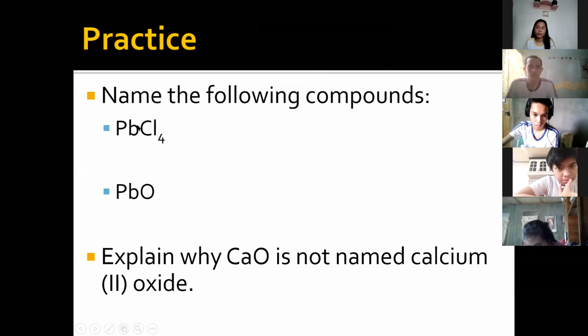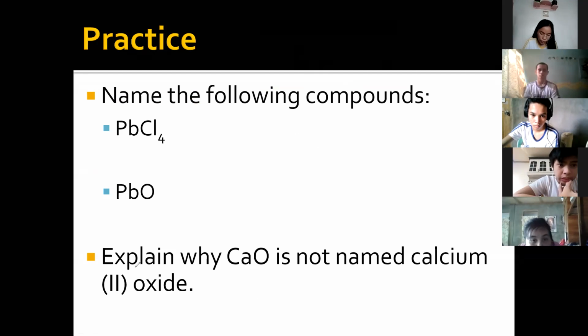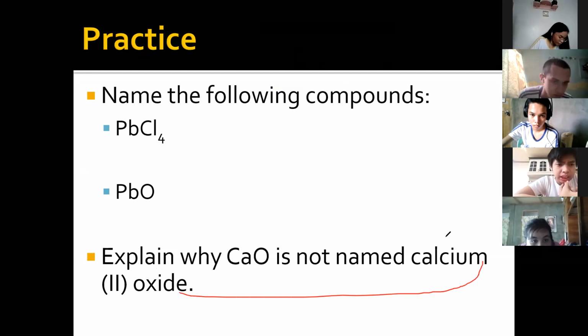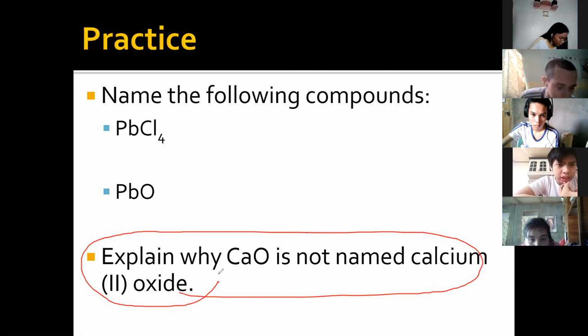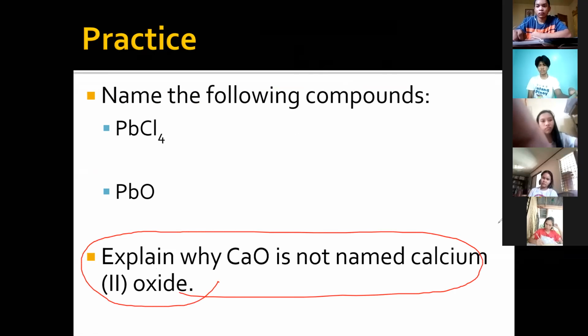By the way, this one, why is this not named calcium 2 oxide? Before I will reveal the answer, someone please explain why this is not named calcium 2 oxide.